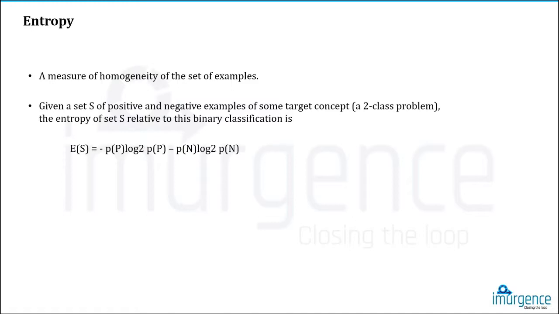So you're basically trying to check the positive versus negative, right? So the P is the positive case and the N is the negative case, right? So you'll be doing a negative probability of positive case log to the base 2 of the probability of the positive cases, minus the probability of the negative cases into log to the base 2 of the probability of the negative cases. So this is coming out as an entropy. At every node this entropy would be computed, and that would be used as a definition for further partitioning of the data.